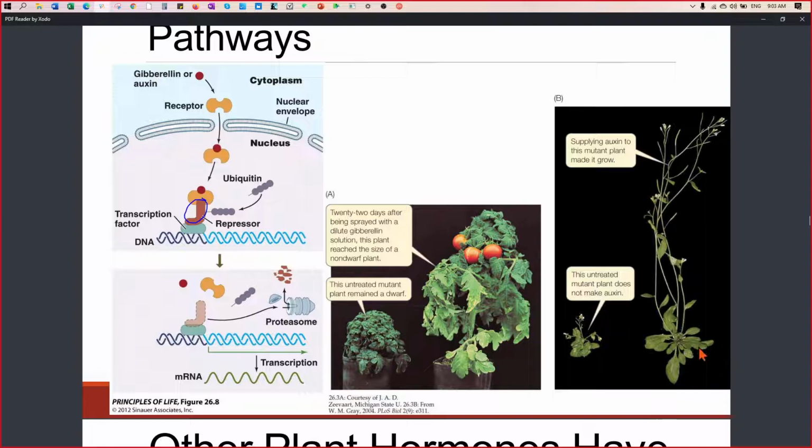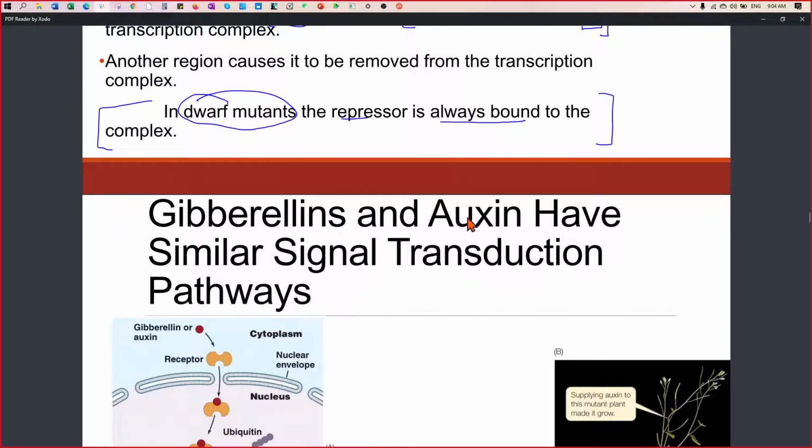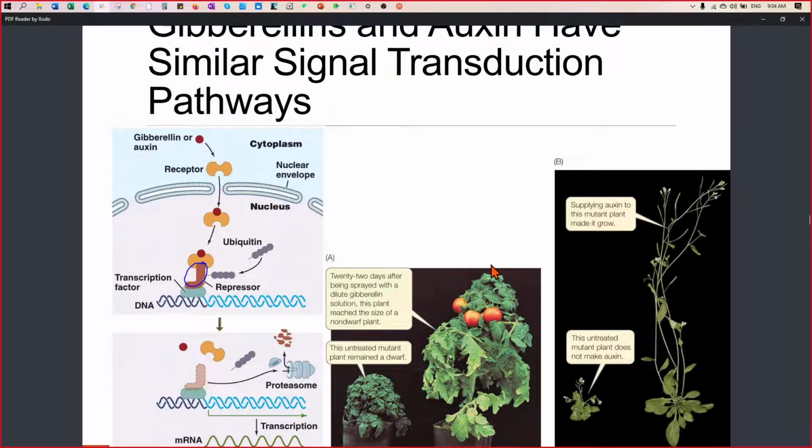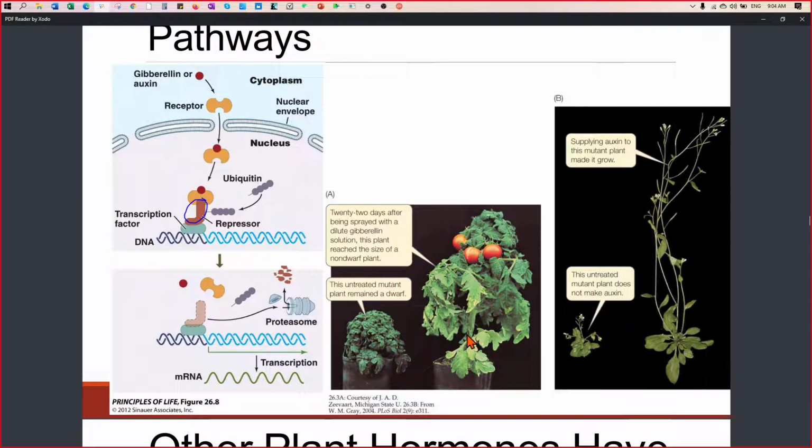Okay, and this is another example, supplying a hormone to this mutant plant to make it grow. So originally the plant, this is what you get if you do nothing about it. But the moment you spray with gibberellin, your tomato suddenly becomes super big and it manages to flower. Just to prove this, gibberellin and auxin have a similar signal transduction pathway. So this tomato, you spray with gibberellin.